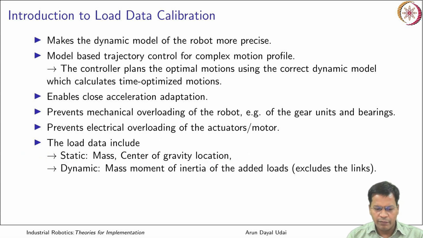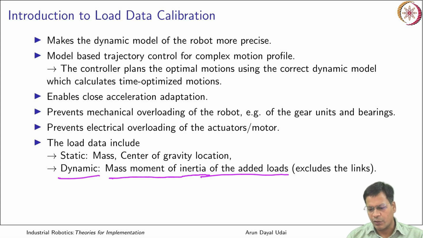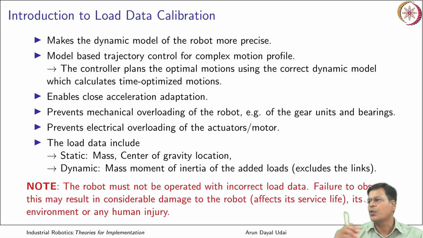Okay, you also have dynamic load, that is due to the mass moment of inertia of any added loads. Okay, this excludes the links, because the model of the link, moment of inertia of the link, masses of the link are already fed by the manufacturer to the controller. So this data is already there with the robot. You have to find out how much this is. Got it?